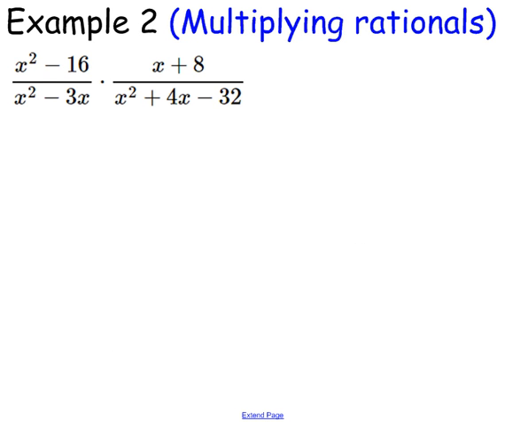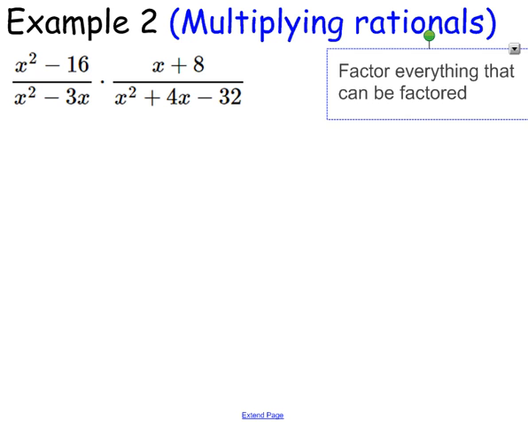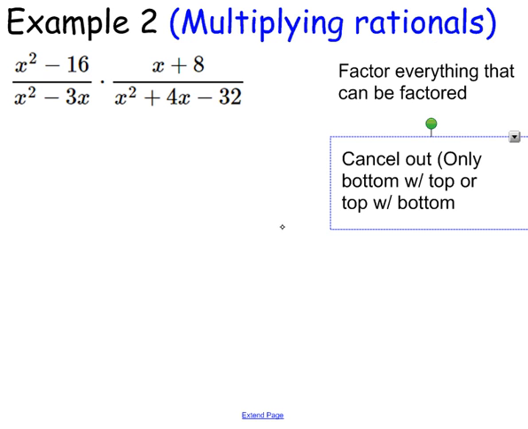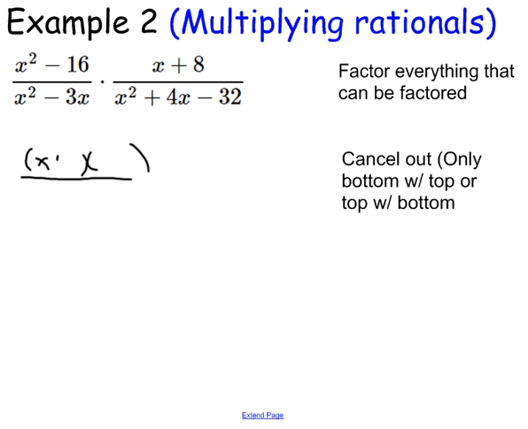So our next example involves multiplying rationals. And when you multiply, there is no keep, change, flip. You just factor everything that can be factored, then you cancel out the terms. So this can be factored. That will require 2 sets of parentheses. And that'll be x plus 4 and x minus 4. This could be factored, and that's 1 set of parentheses.